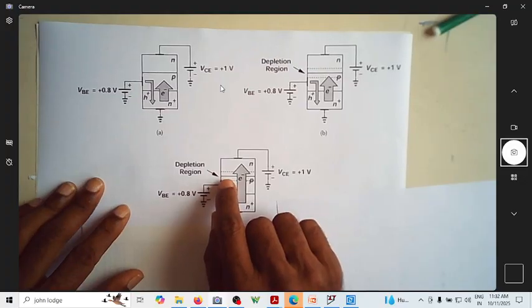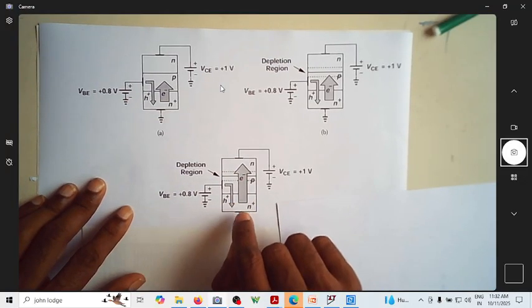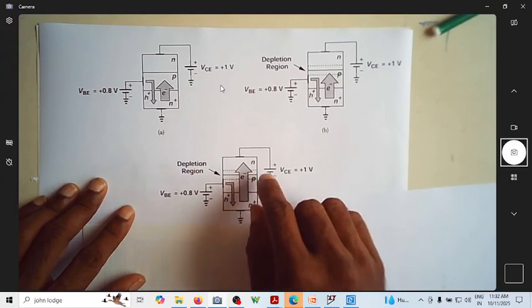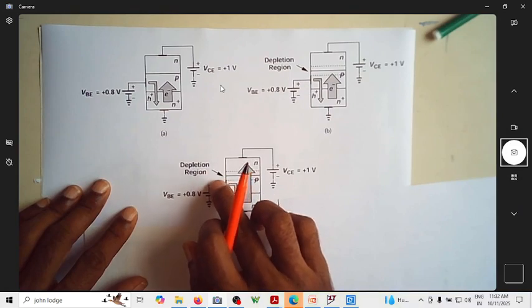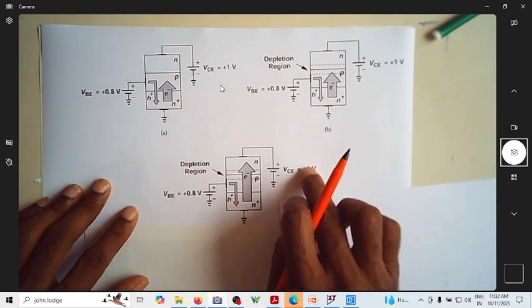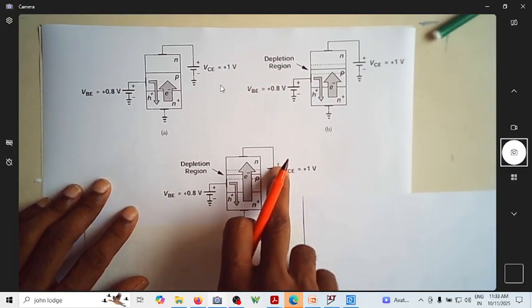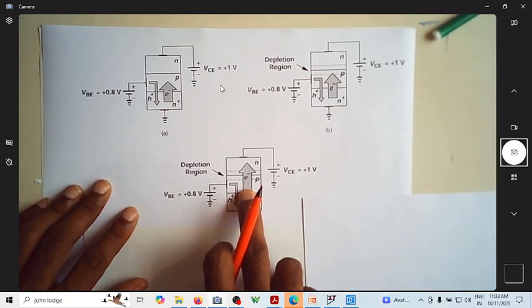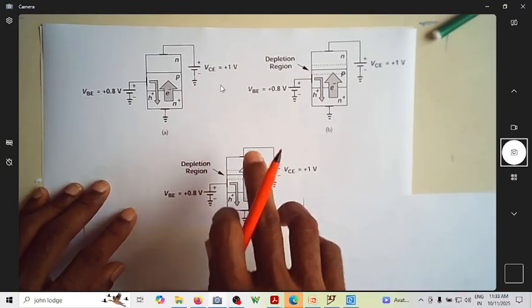Even though this is reverse biased, the electrons coming from the emitter will cross this depletion region. Can you see now, this is certainly reverse biased. In spite of this being reverse biased by this voltage, the electrons are collected by this positive charge. That's how the electrons emitted by the emitter pass through the base with very little recombination and reach the collector here.